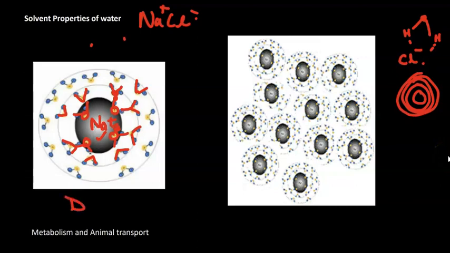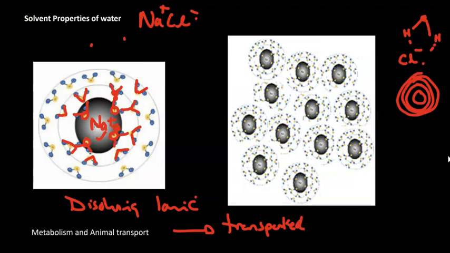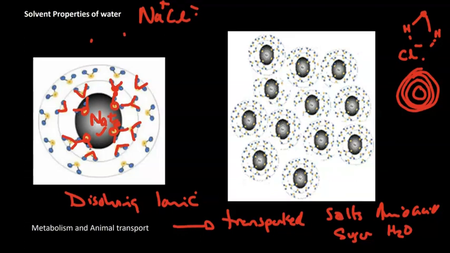So you've got dissolving of salts and ionic structures, and this then means that in their dissolved form they can be transported, such as the transportation of salts, amino acids, sugars, dissolved in the water of the plasma of blood, for instance, and transported around your system.